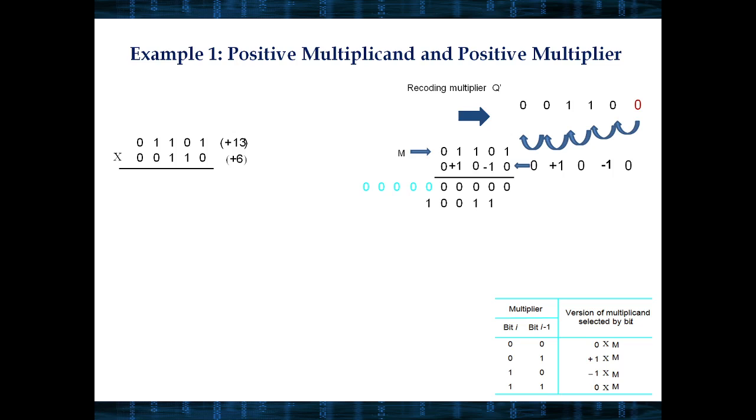Minus 1 into m means we need to take the 2's complement of the multiplicand. So we'll take the 2's complement. The 2's complement of the multiplicand is nothing but 1, 0, 0, 1, 1. Here the MSB value is 1, so we'll extend the remaining 4 bits with 1s. Then the next recoded multiplier bit is 0, so we will write all values as zeros.